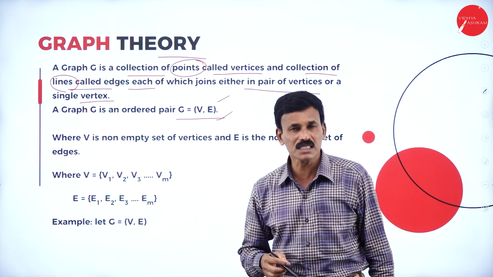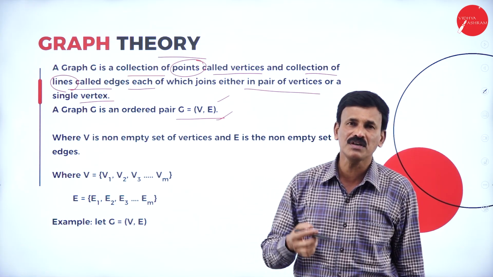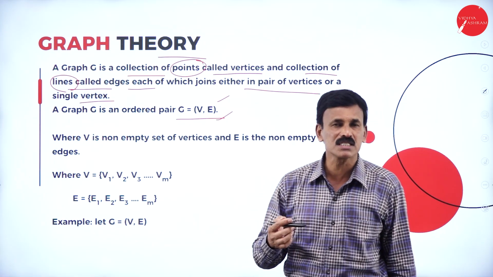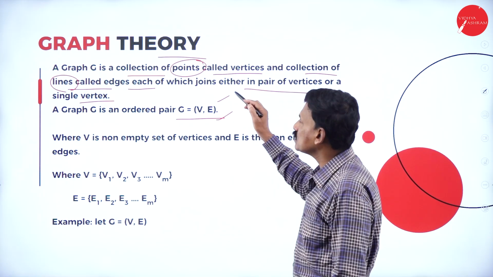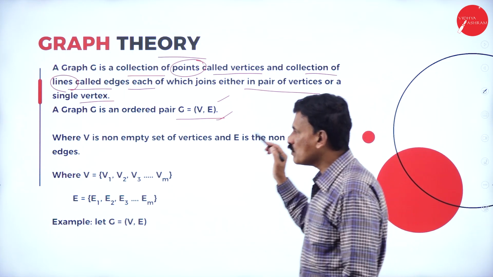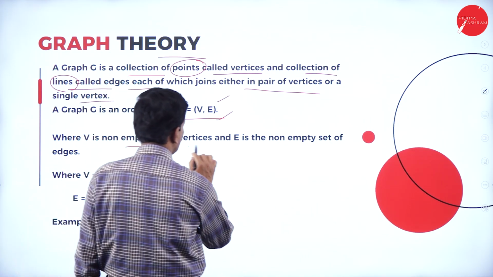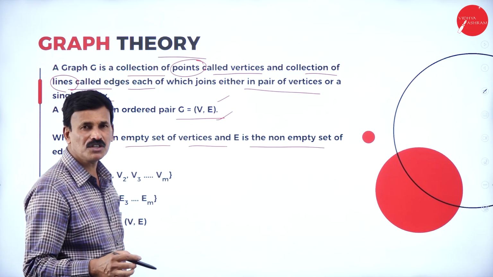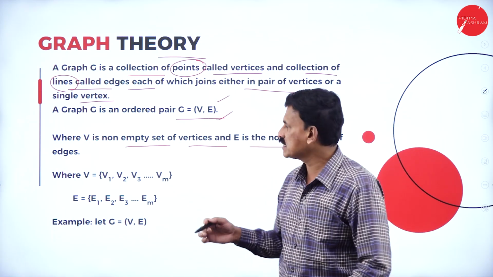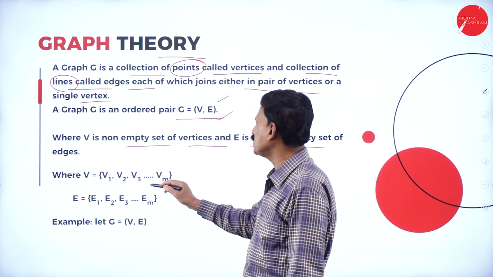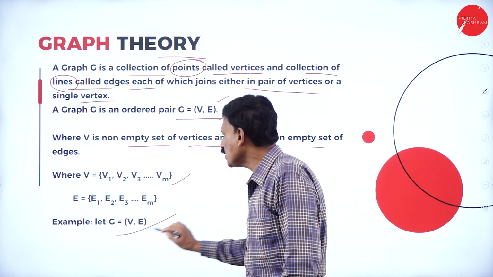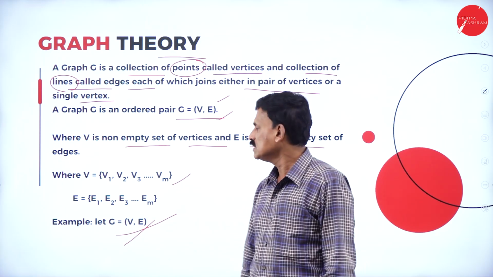That's it. A mathematical structure consisting of V and E, where V is a non-empty set and E is also a non-empty set. V is called the vertices and E is called the edges. So the collection of points, vertices, and edges is called a graph. Suppose V is equal to V1, V2, V3, etc. Vm and E is equal to E1, E2, E3, etc. Em, then we represent the graph as V comma E.